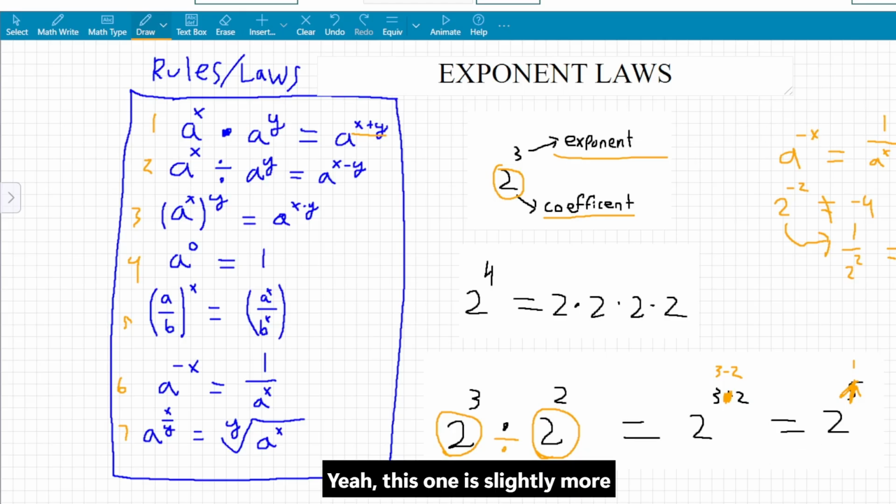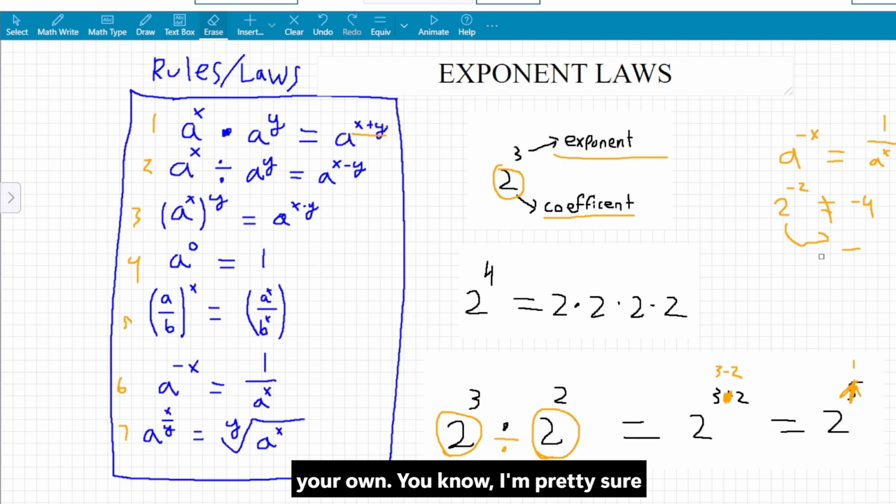This one is slightly more challenging, but you just have to remember to put a 1 on top and the coefficient along with the exponent in the denominator, and change the negative to a positive. Other than that, it's pretty simple.